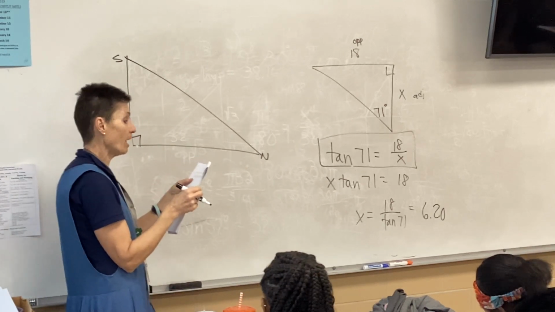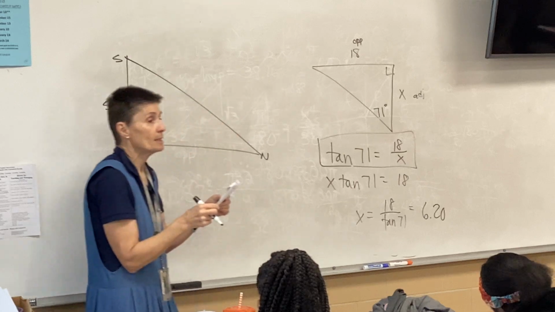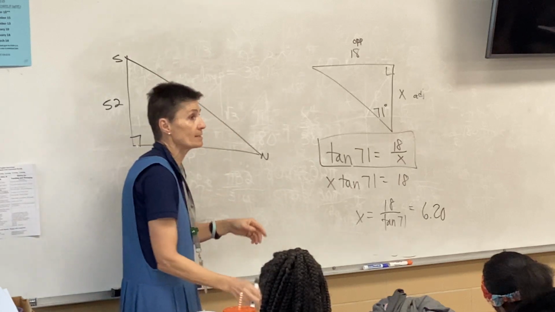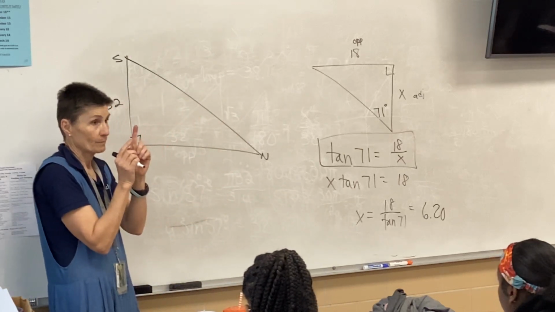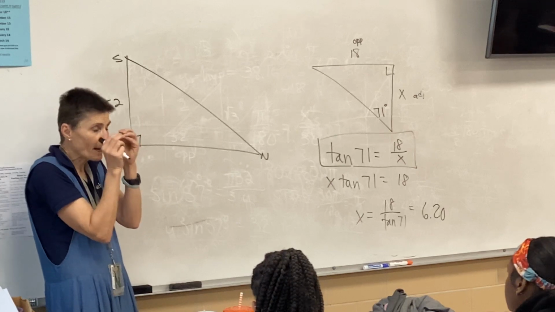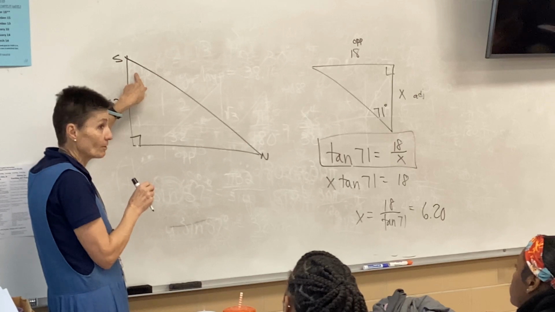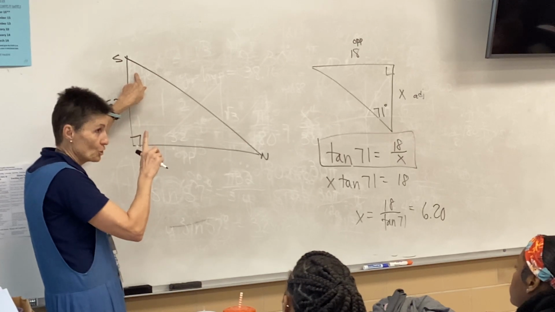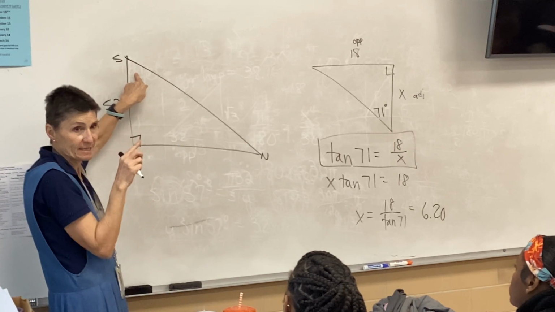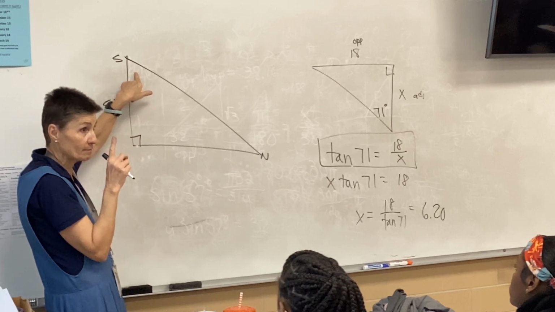His angle of depression is 23 degrees. Now, I want every eye in this room looking at me right now. This angle right here is nothing. You will never label this angle right here. Do you understand what I'm saying? That is nothing.